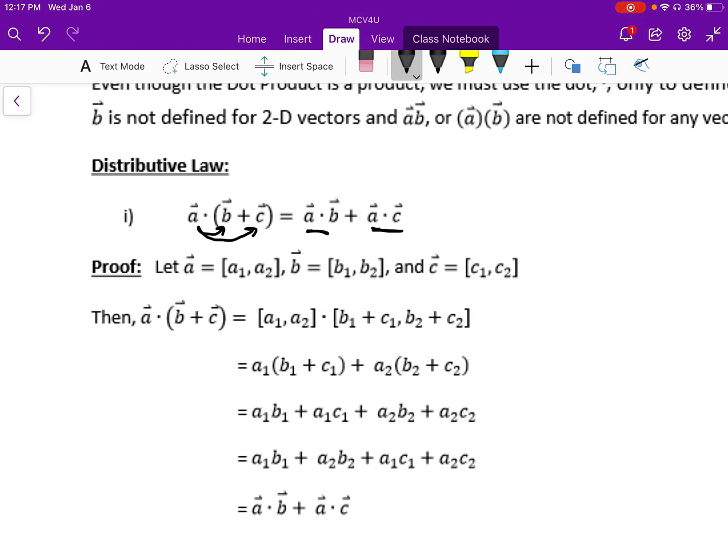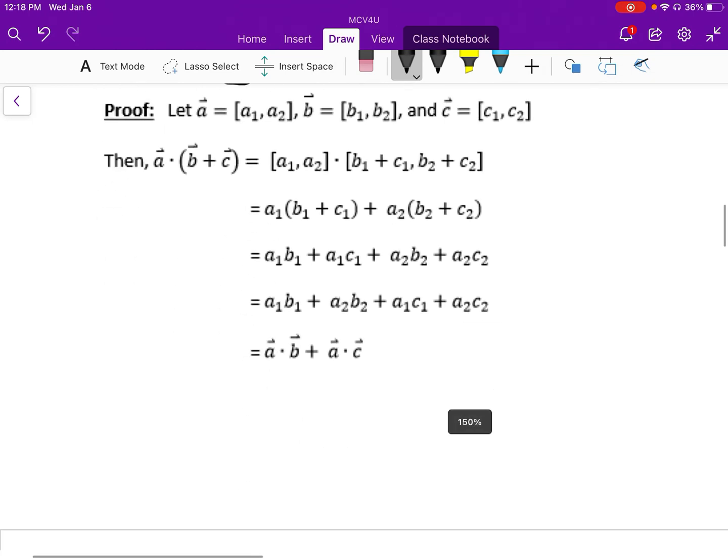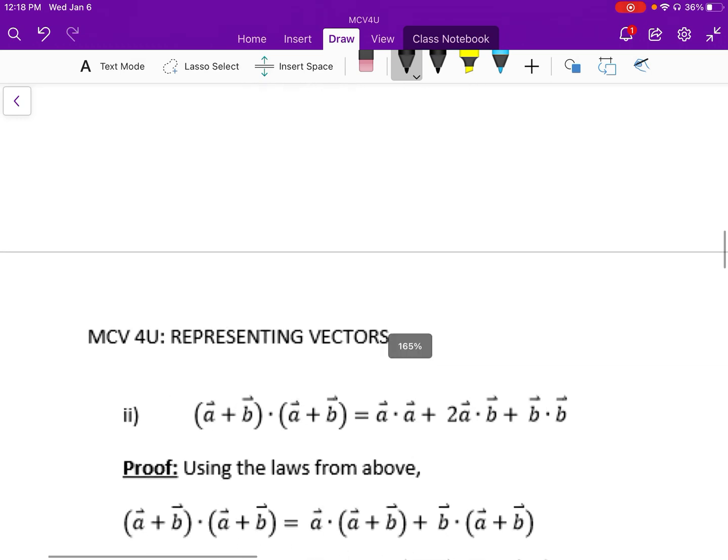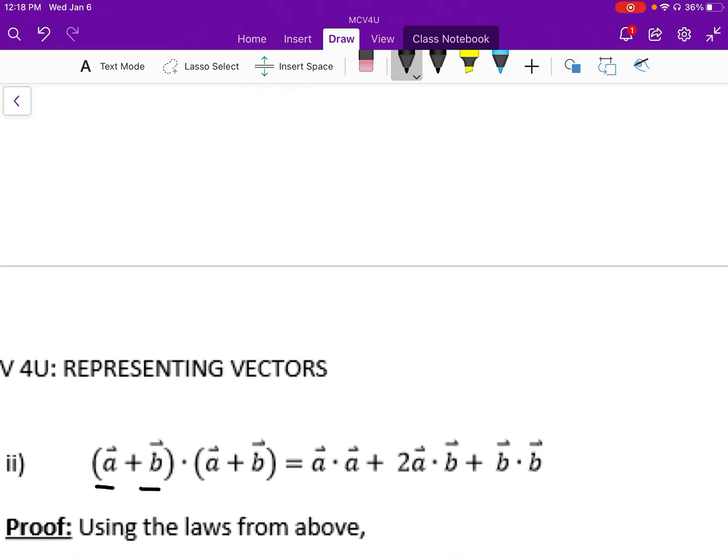All right. The next distributive law is basically similar to what we started in grade 10, where instead of just having one term out front, we had two terms out front. So in this case with vectors, we're going to have two vectors, dot product, two more vectors. These happen to be the same. We're going to take a look and see what it is.